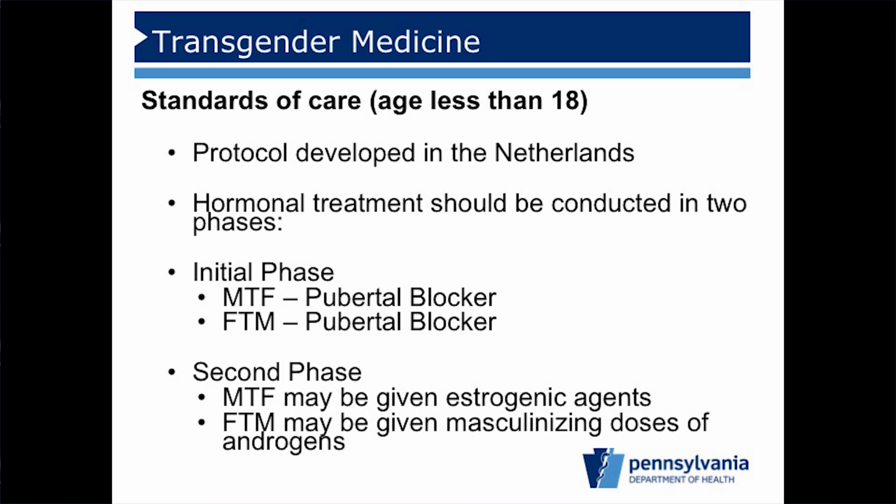So at the start of puberty, if they fulfill all the criteria with pubertal stage 2, which means you're just starting puberty, and everyone's on board, so the parents are on board, the therapist is on board, the physician's on board, and obviously the patient's on board, then you can do this protocol. The protocol, developed in the Netherlands, has 2 phases. The first phase, at the young adolescent age, is to give what is called a pubertal blocker, a medicine to block the progression of puberty so you don't go through the wrong puberty.